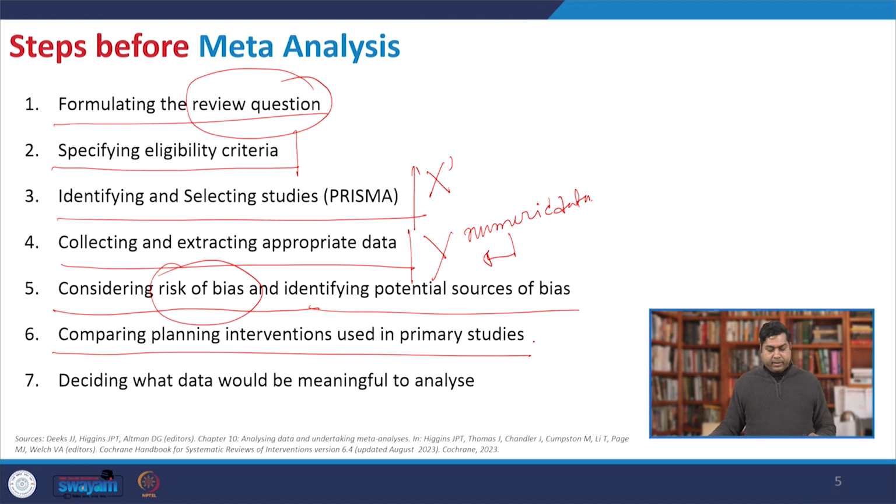Next, you compare the planning interventions that they have used, the strategy or scenario, and you also need to consider that if they are totally different, then the outcomes of those papers are probably not comparable. So we have to see what intervention they are making, whether they go for the entire population data, or whether it is a sample and within the sample there is certain stratification.